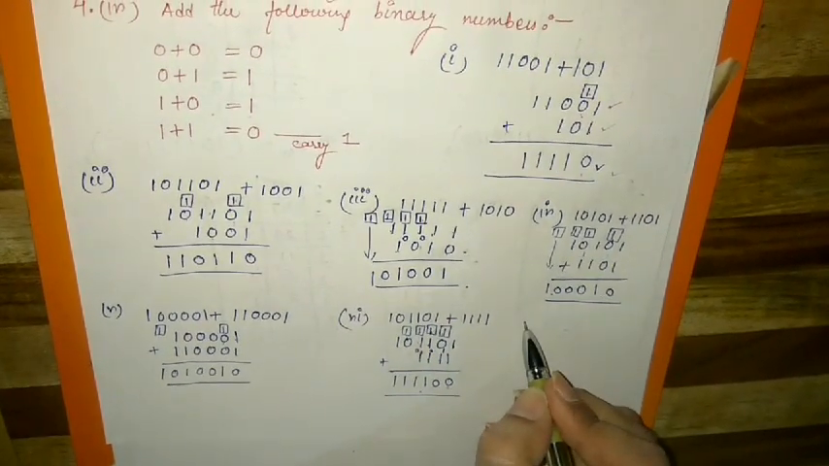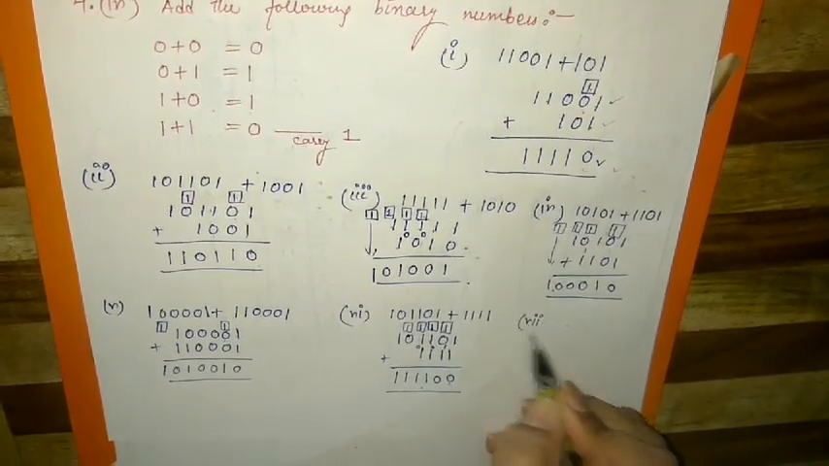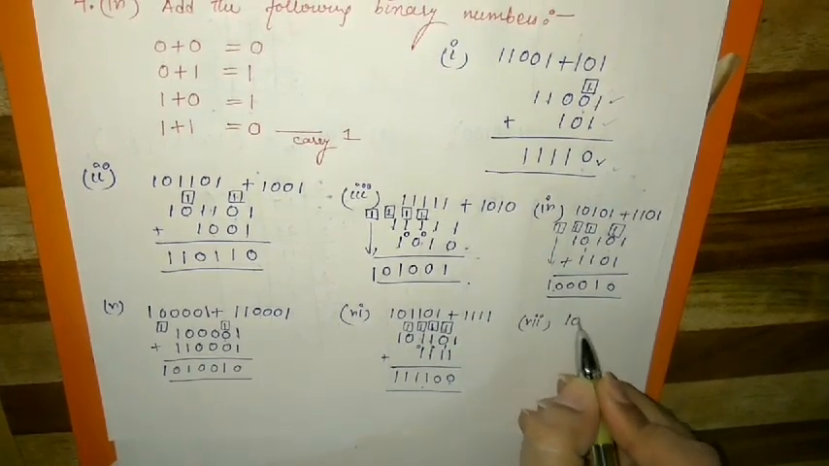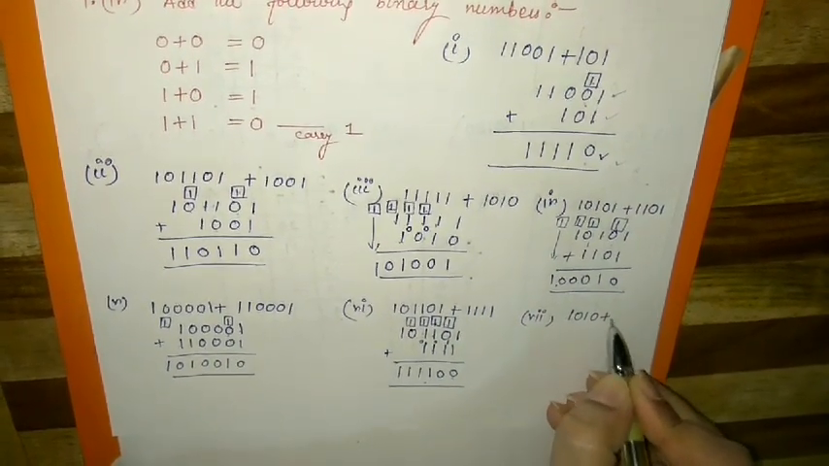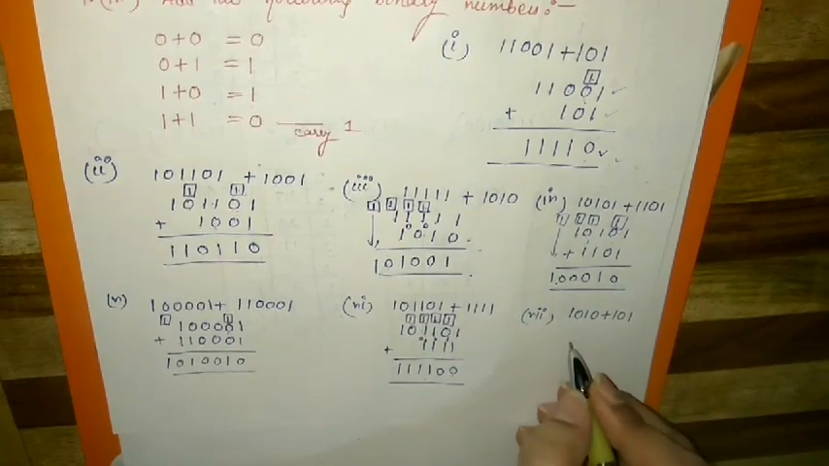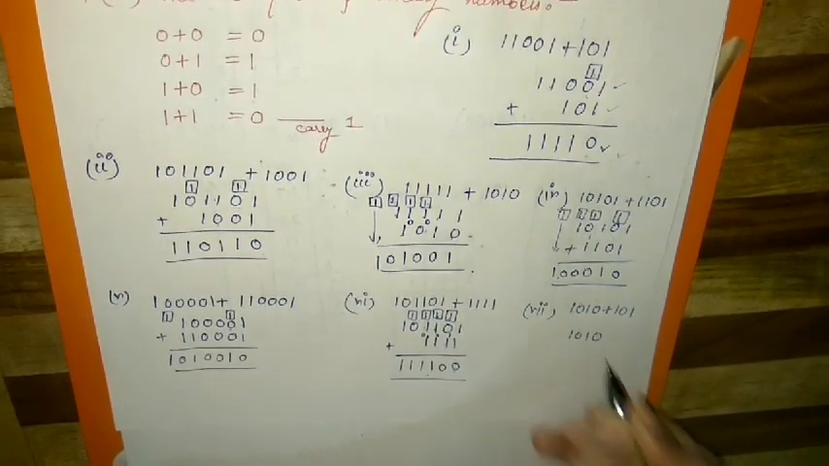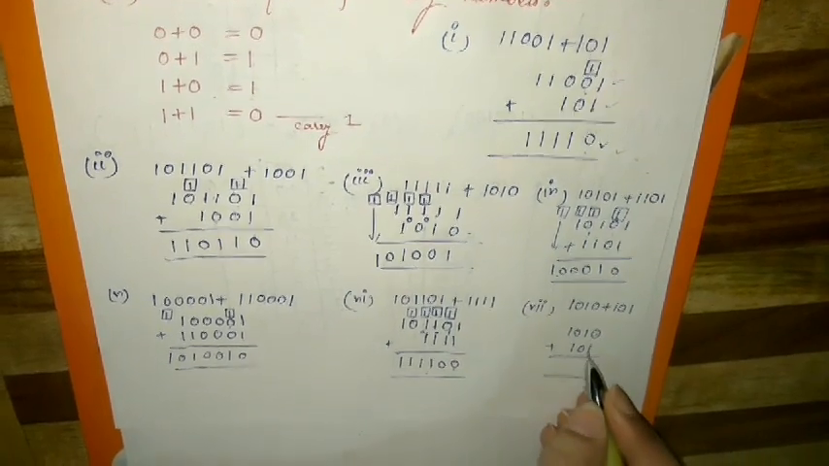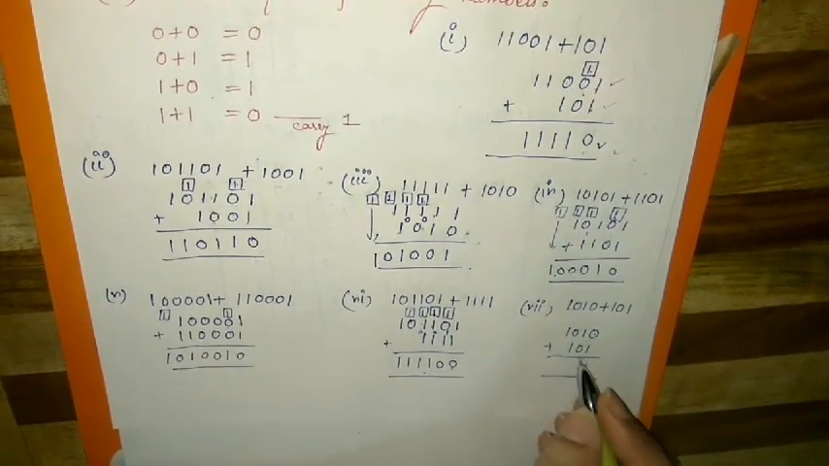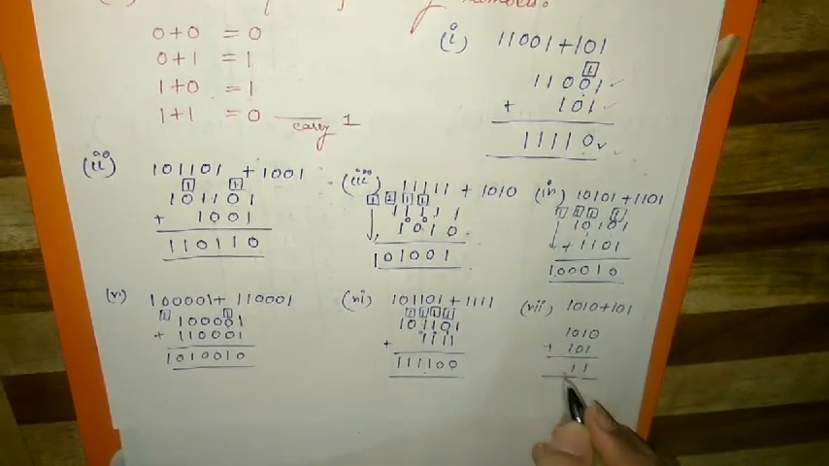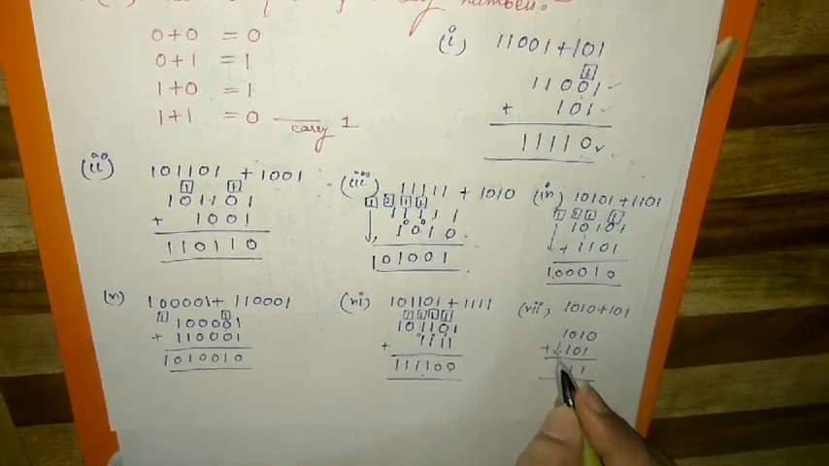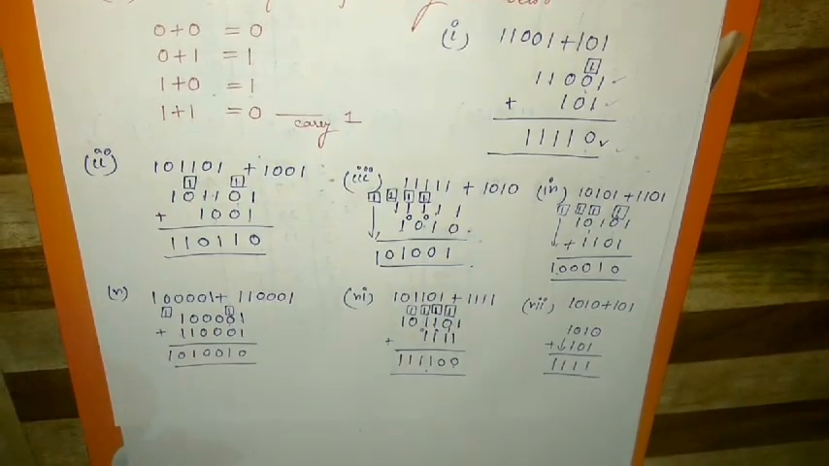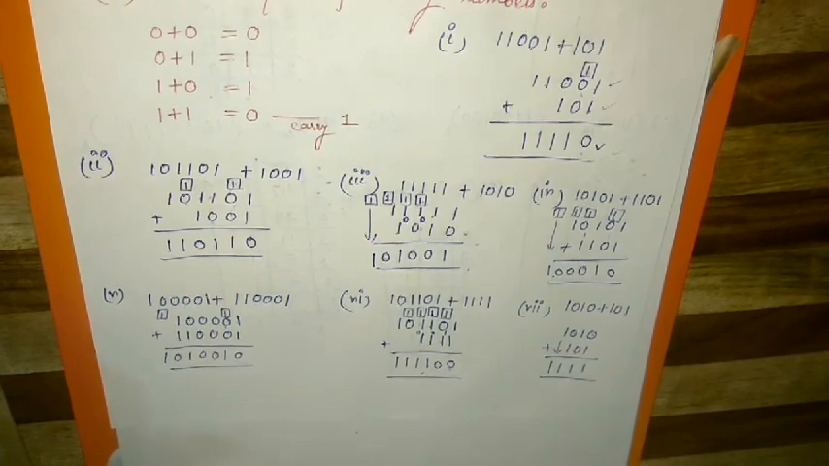Now the last part, that is your seventh part. See, the question is 1010 plus 101. Okay, write down 1010 plus 101. 0 plus 1 is going to give you 1. 1 plus 0 is 1. 0 plus 1 is 1, and again 1 directly copied down over here. So this is about your fourth part, addition.